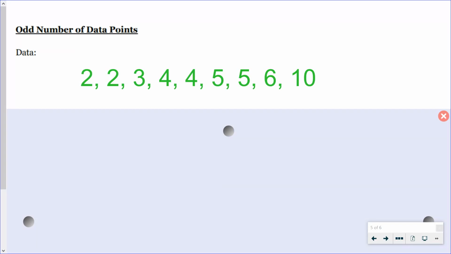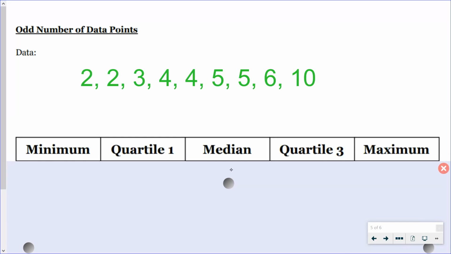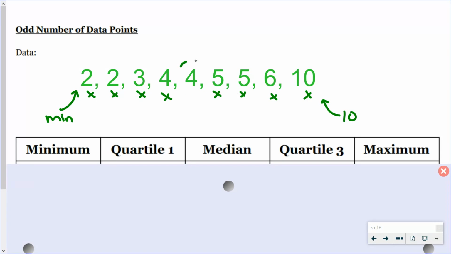So copy down those numbers, and then we're going to start by finding our 5-number summary. I start with my minimum, that's my smallest number, and my maximum, which is 10. And then I'm going to find my median, so I'm going to go crossing it off on both sides an equal amount until I end up with one number in the middle. So my median is 4.